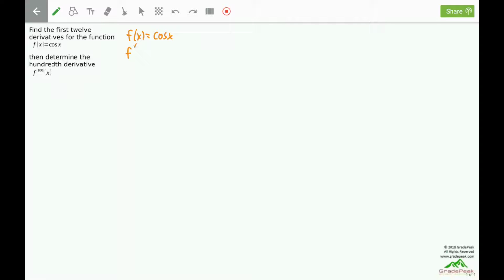Its first derivative will be negative sine x. Its second derivative, the derivative of the first derivative, will be a negative times the derivative of sine, which is cosine. The third derivative is the derivative of the second derivative. The negative comes along, the derivative of cosine is negative sine, so altogether we will end up with positive sine. The fourth derivative, the derivative of the third derivative, the derivative of sine, will be cosine.